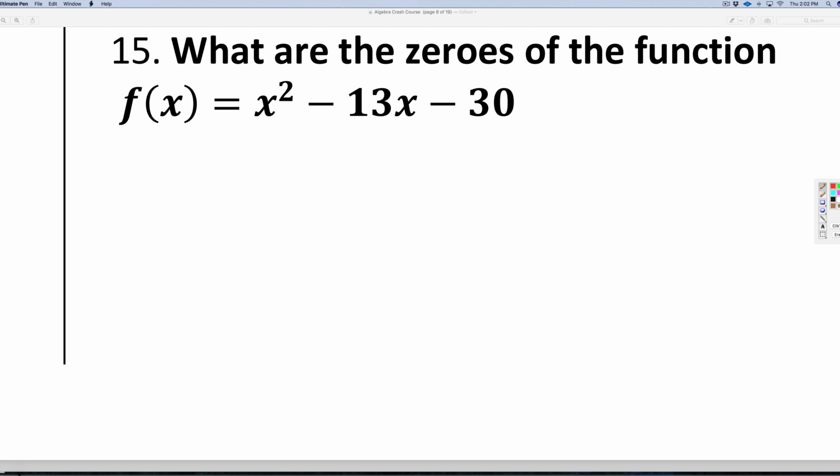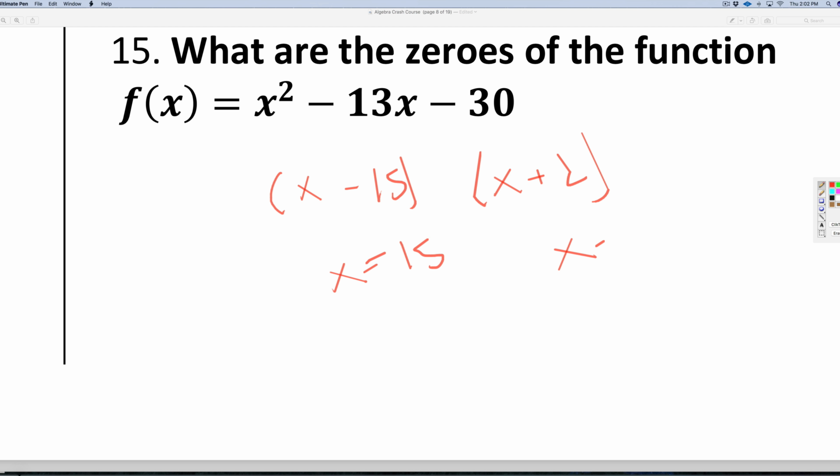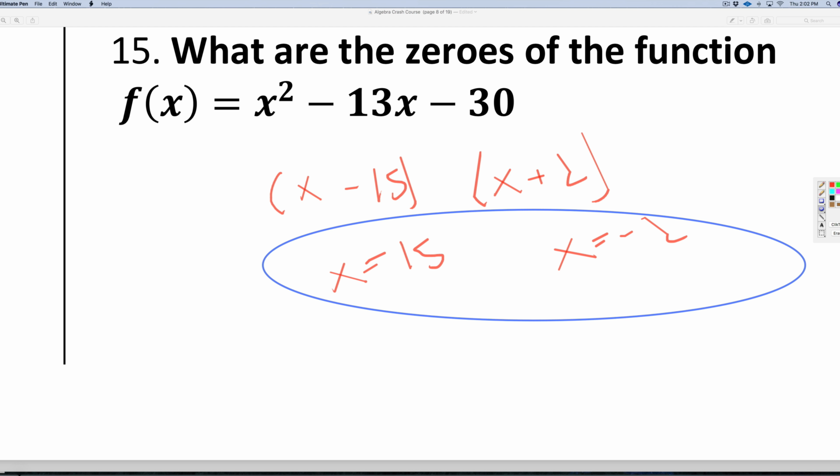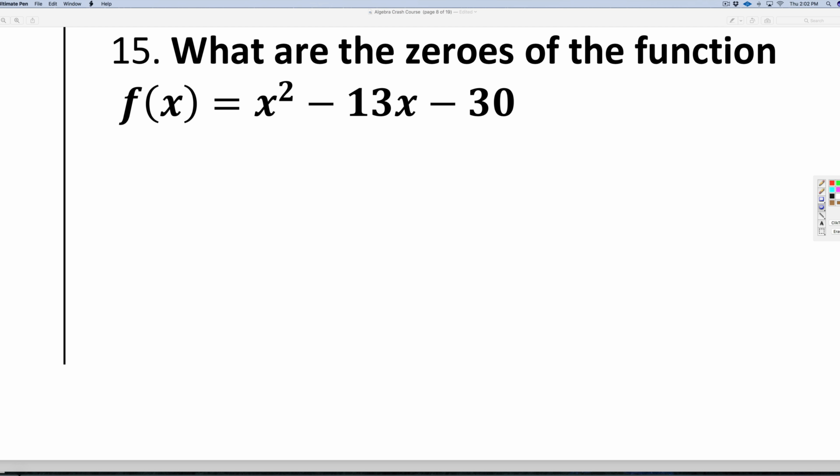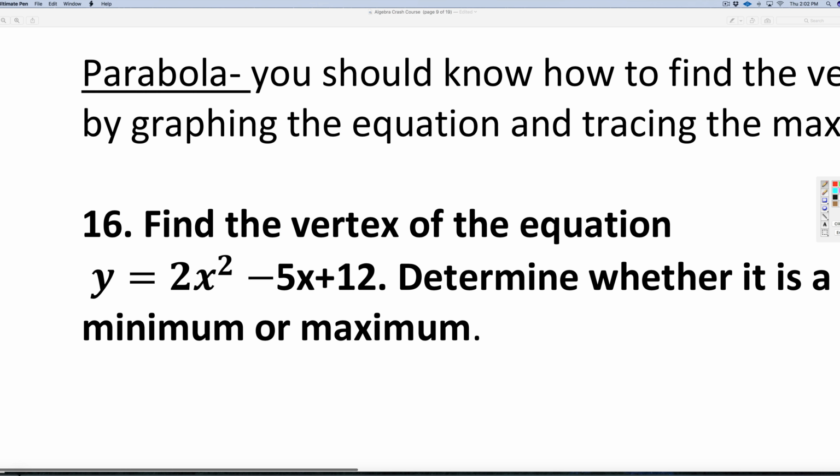Another way to do this, by the way, is you factor. So you would factor, it would come out to (x minus 15)(x plus 2), and your intercepts would actually be x equals 15 and x equals negative 2. So either graphically or very easy by factoring and solving for when y equals 0, right? You're plugging in a 0 here, and then you're solving, because when y equals 0, that's the point that would be called an intercept. Okay, let's go to the next question.